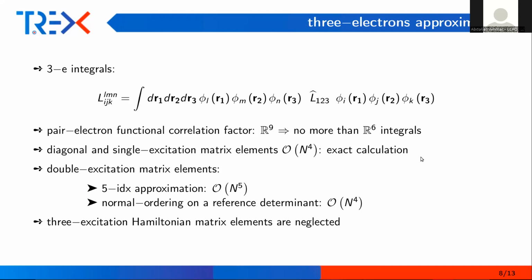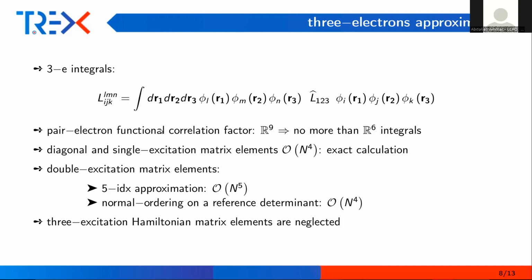Okay, so now the three-electron integrals. The three-electron integrals are the main bottleneck of the transcorrelated formalism. To compute matrix elements with this three-electron operator, one needs to calculate these 9-dimensional integrals, where phi are the molecular orbitals, and this operator depends on the derivative of the correlation factor. However, the pair electron functional form of the correlation factor allows us to factorize and reduce the dimension of the integrals to no more than 6, which is usually computable.